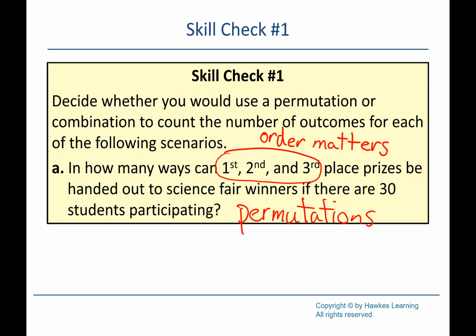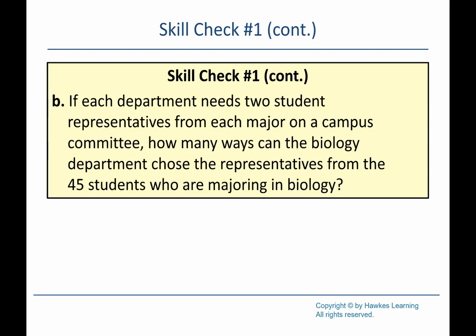Let's look at this one. It says each department needs 2 student representatives from each major on the campus committee. How many ways can the biology department choose the representatives from the 45 students who are majoring in biology? So we've got 45 students majoring in biology. We want to pick 2 of them. Does it matter if you're the first person they pick or the second person they pick? No, because you're on the committee either way, and there's no difference. There's not like a ranking or anything. So since the order doesn't matter on this one, we would use combinations.